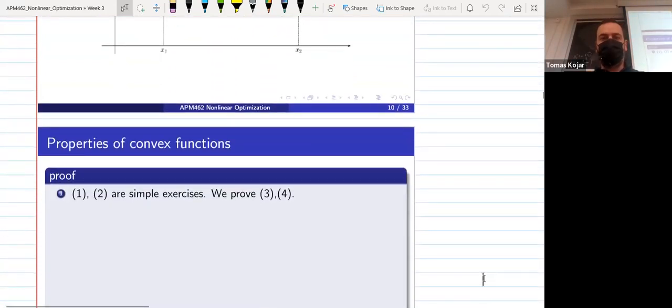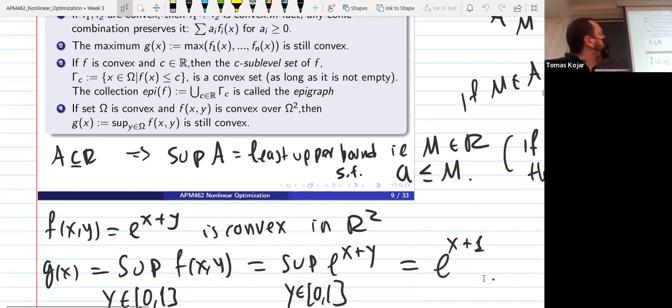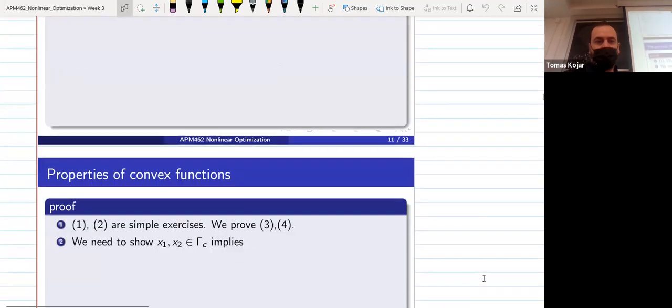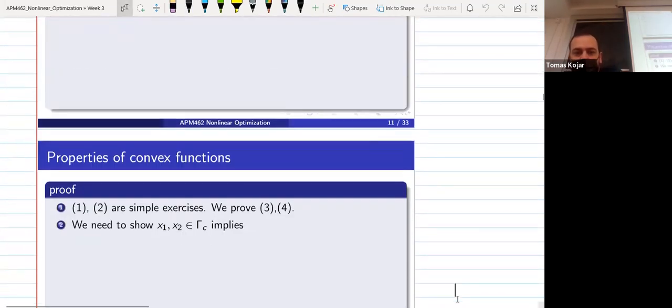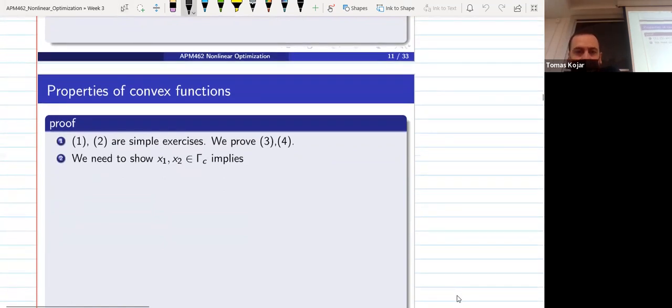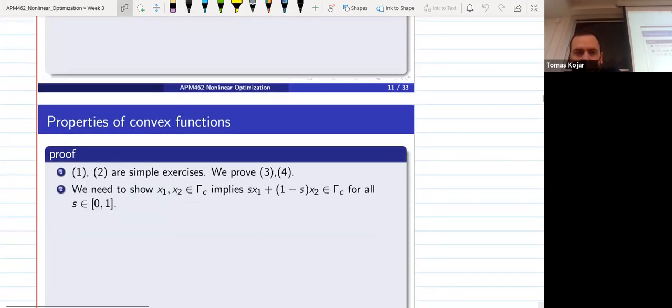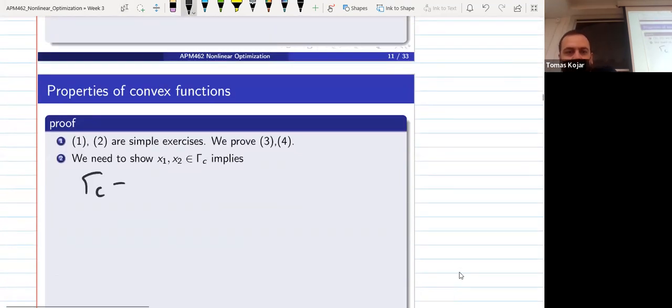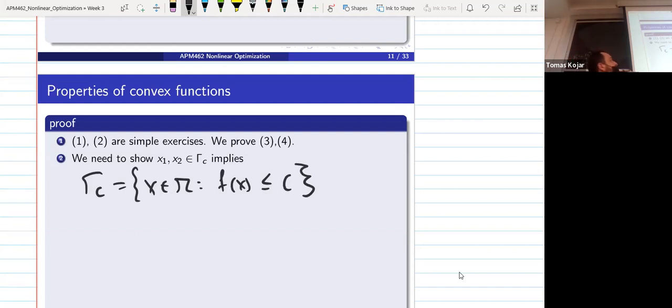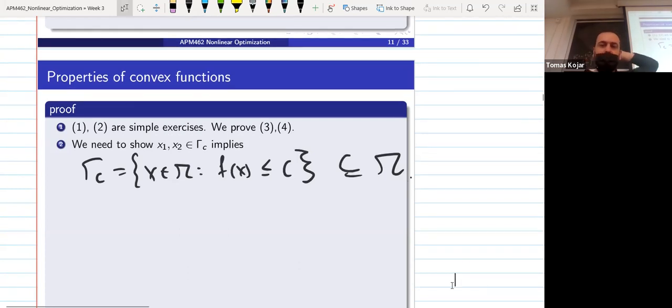All right, let's prove a bunch of stuff. I'm going to prove the sub-level set is convex. So again, gamma C, in case you want a reminder, is all the x in omega so that f of x is less than C. Again, this is a subset of omega. I know this can be confusing, but this is in the omega. The epigraph is in the range cross omega.